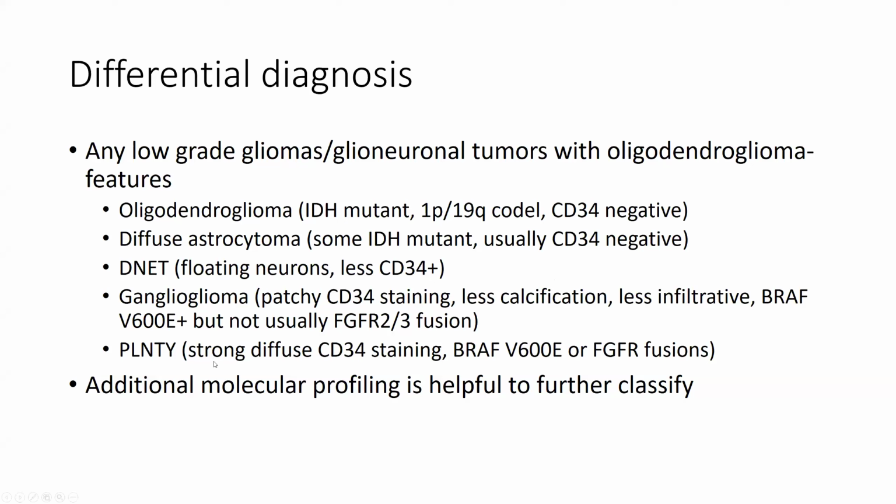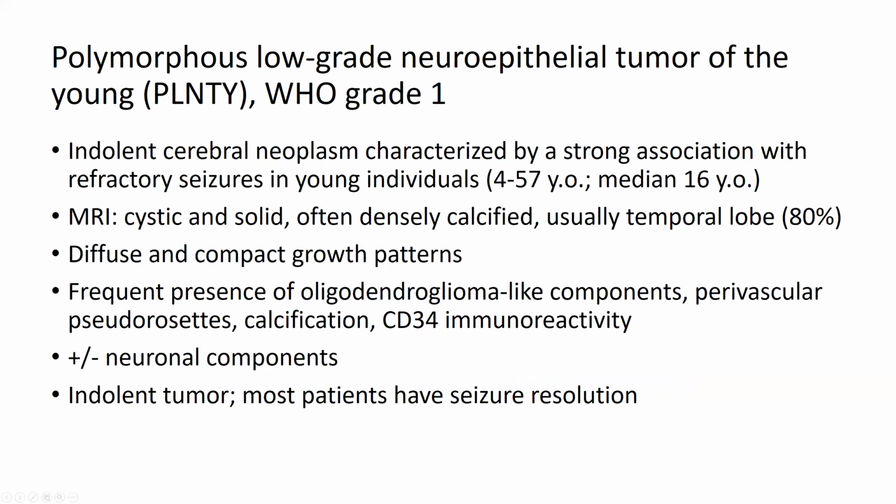And then finally, PLNTY, which is actually what this tumor is. It shows strong diffuse CD34 staining, and we know that these usually have either a BRAF V600E mutation, which tends to occur in older young adults and teenagers, whereas the FGFR2 and FGFR3 fusions tend to occur in the younger children. So this is a tumor where additional molecular profiling is really helpful to further classify this tumor and determine if it has a BRAF mutation or an FGFR fusion.